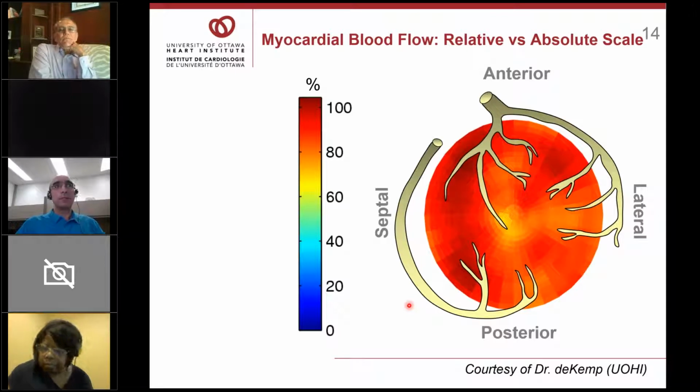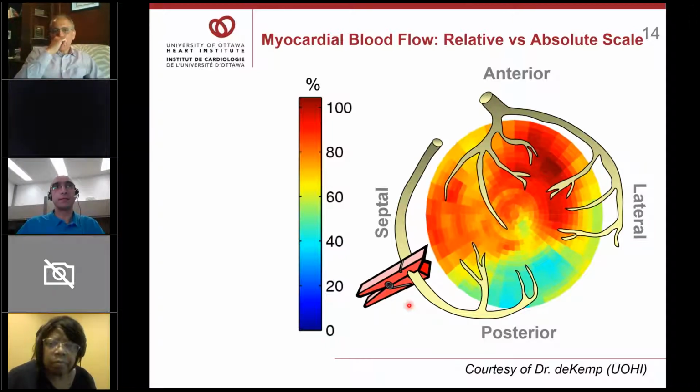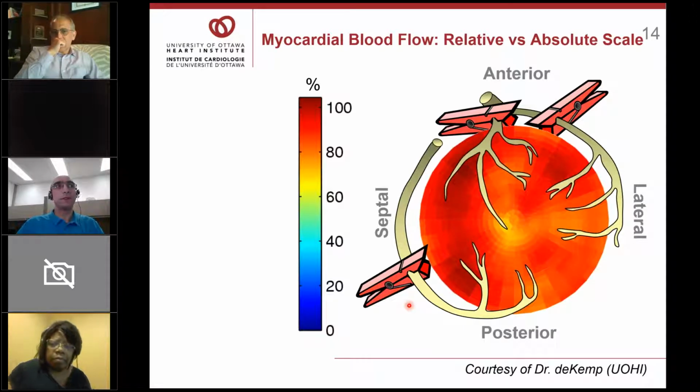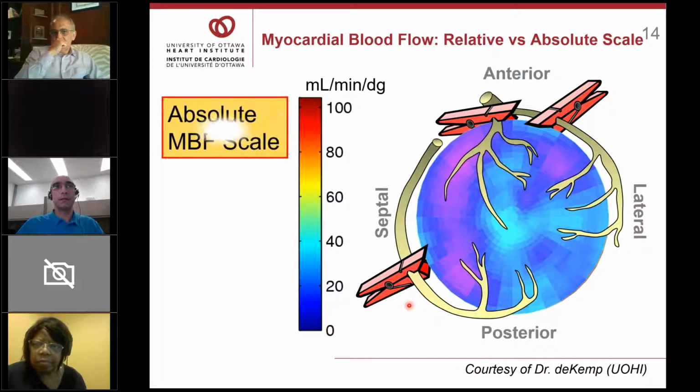One outstanding feature of these reports is absolute quantification of blood flow, as opposed to relative. In a relative scale, if one segment is ischemic, it stands out among normally perfused segments. But in case of global ischemia, it may falsely appear as normal, whereas in an absolute scale, this is not a limitation.